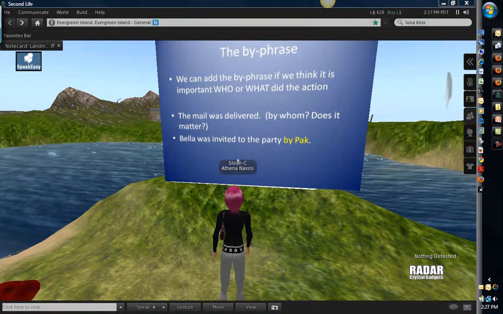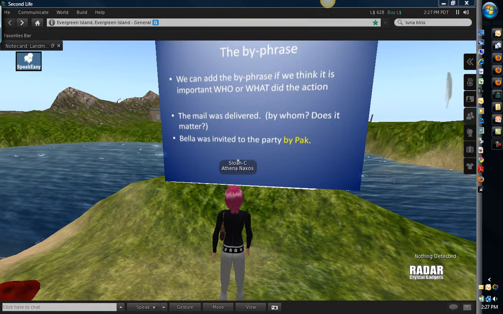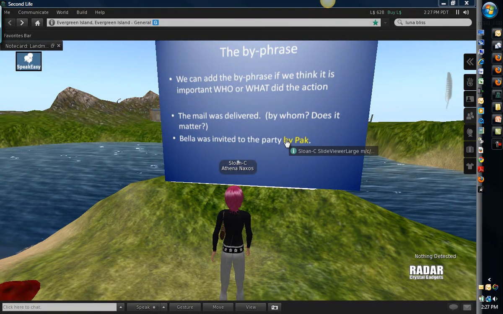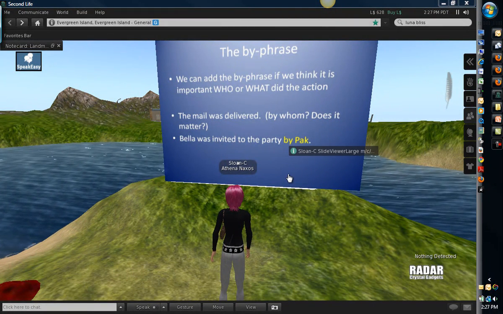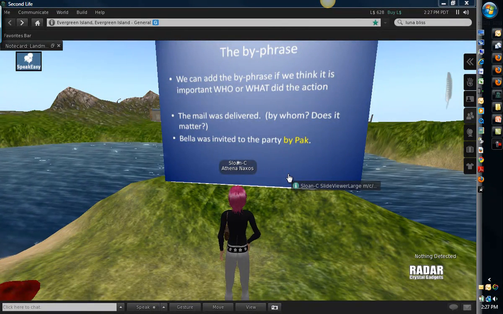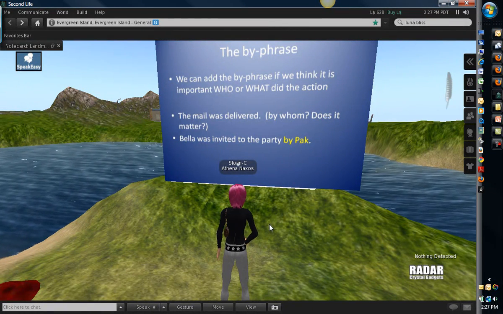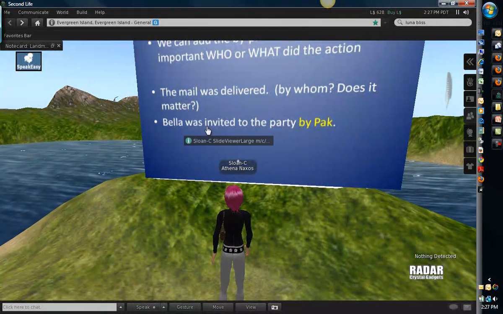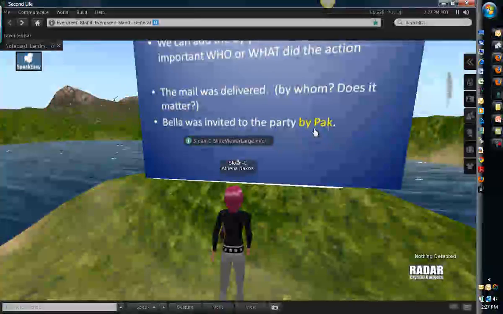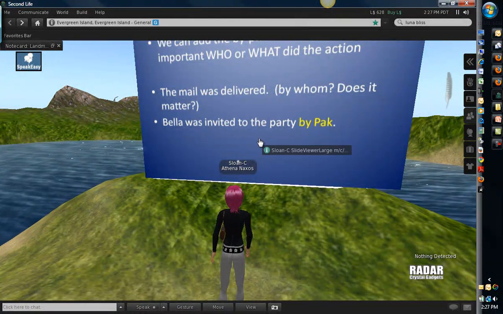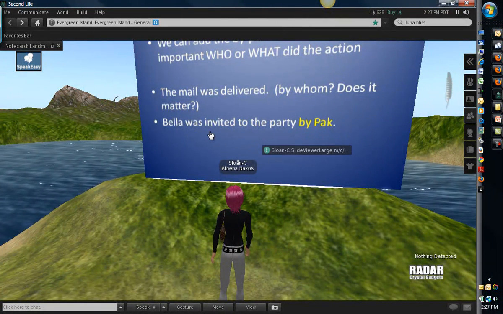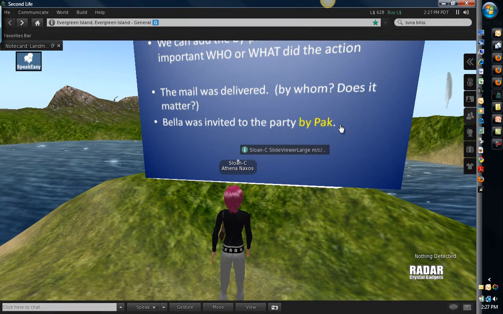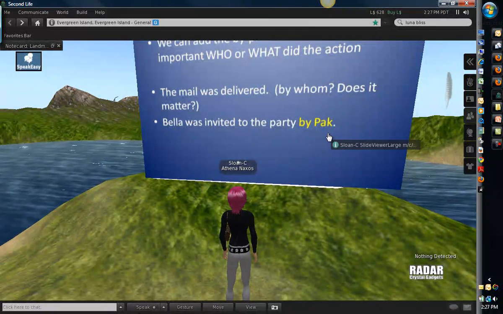In this sentence, the mail was delivered. I don't have a by phrase because we know that the postman or the postwoman delivers the mail. However, in the second sentence, Bella was invited to the party by Pack. Well, we don't know who invited Bella, and maybe it's important to know who invited her. Maybe it's interesting. So in this case, I put Pack in a by phrase.